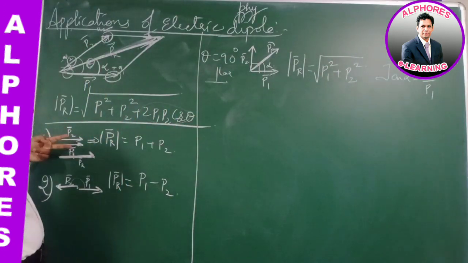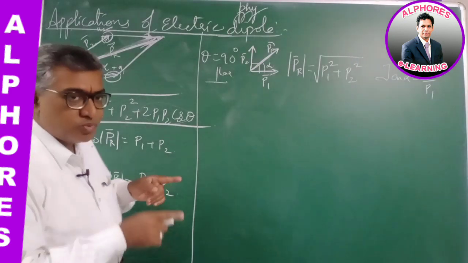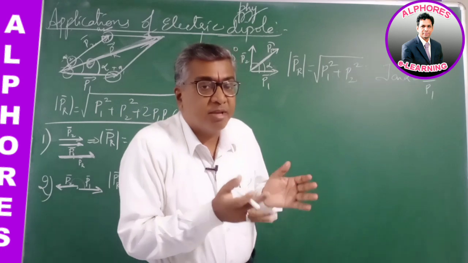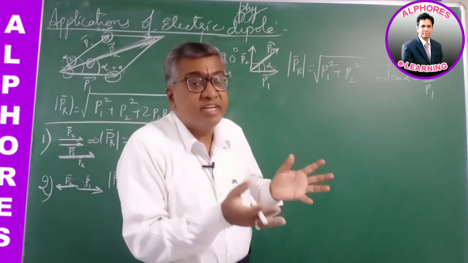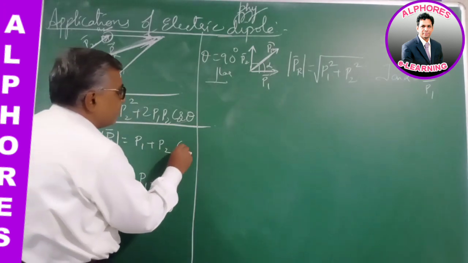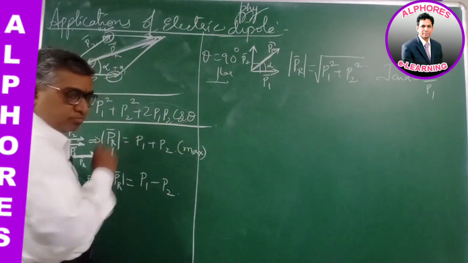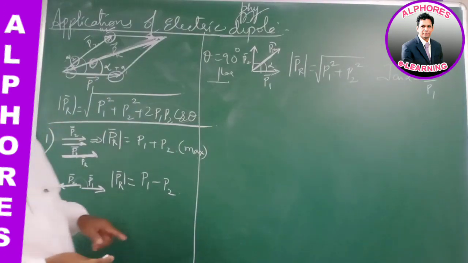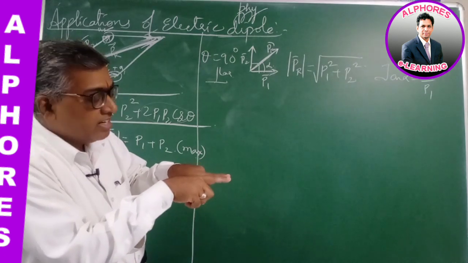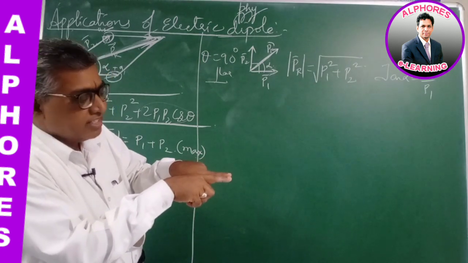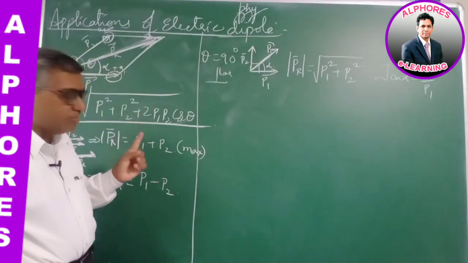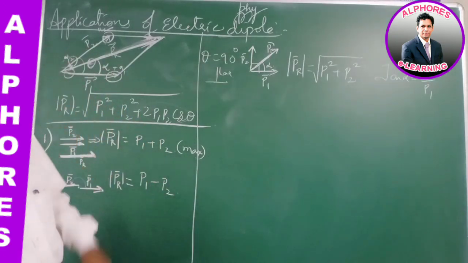So when two dipoles are in the same direction, they add up. Both dipoles add up, they become stronger, and the dipole moment is maximum. Both add up algebraically, so you get the maximum dipole moment. When two dipoles are arranged in the same direction, parallel, like vectors, then theta is 0, and the net dipole moment is maximum. It's P1 plus P2, the highest dipole moment.